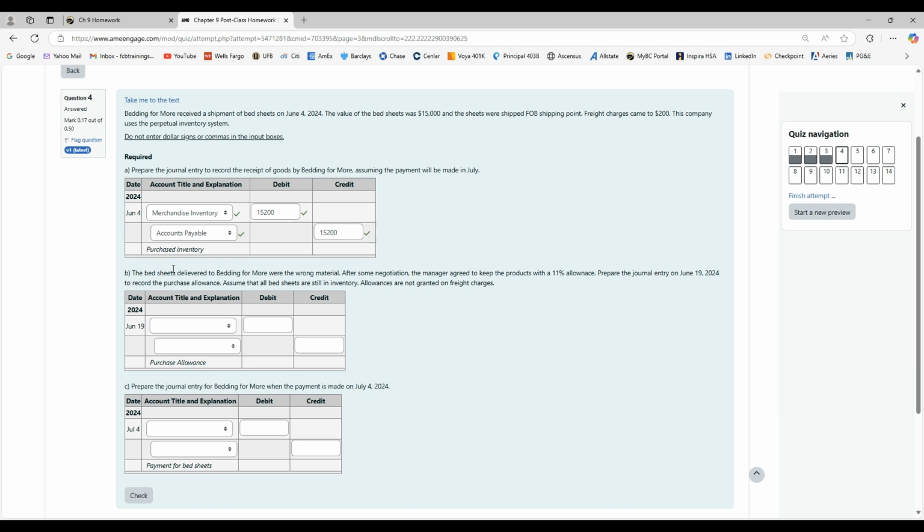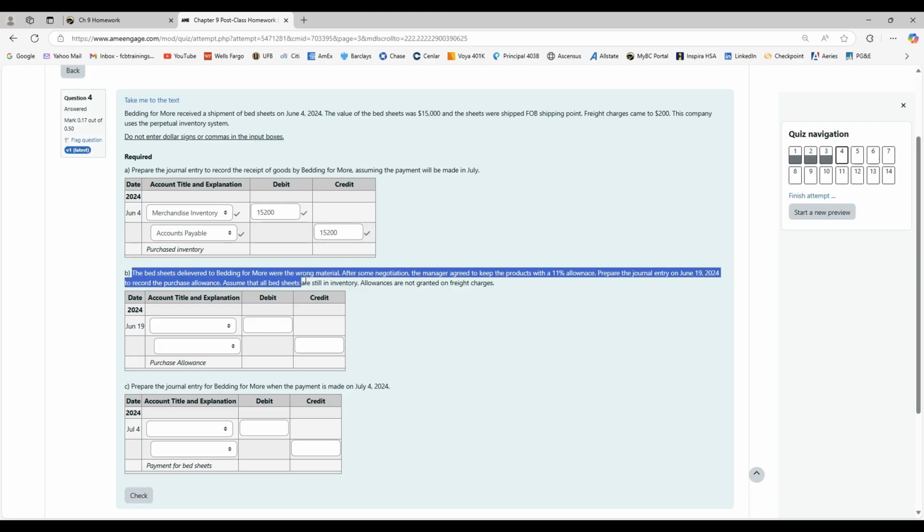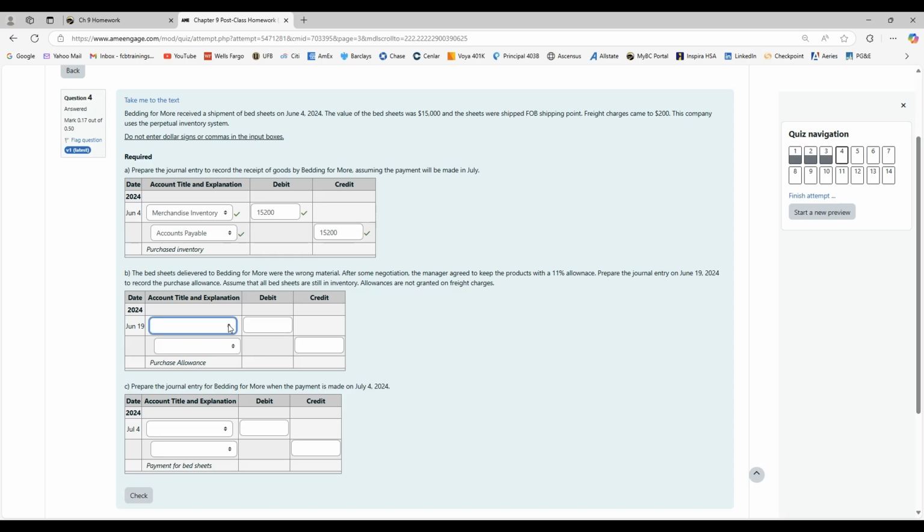Okay, part B says the bed sheets delivered were the wrong material. Oh shoot. So after some negotiation, the manager agreed to keep the products with an 11% allowance. They spelled that wrong, allowance. Prepare the journal entry on June 19th, 2024 to record the purchase allowance. Assume that all bed sheets are still in the inventory. So we didn't send any back. We're just taking an allowance on that amount essentially.